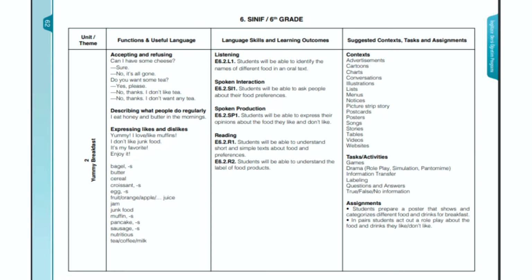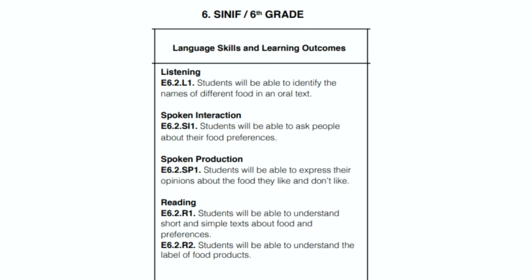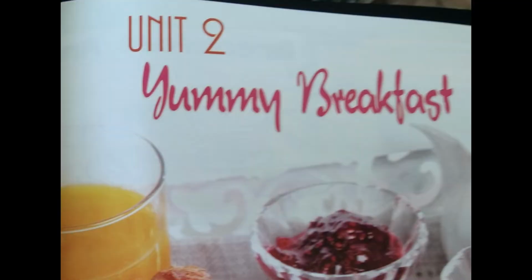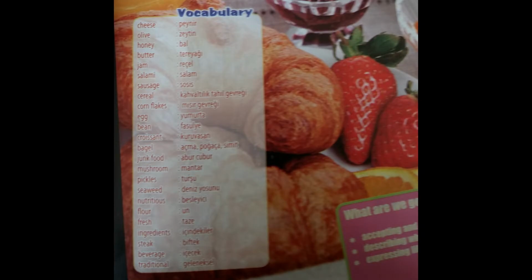Now, if you pay attention to the skills column or learning outcomes column, you see that you have listening, spoken interaction, spoken production, reading. Okay? There are no writing outcomes planned for this unit, but that is only specific to this unit. There are other writing outcomes in other units, okay? Now, let's see a page from a very commonly used book and decide whether the objectives have been met or not. This is the entrance of the unit, and this is the first page.